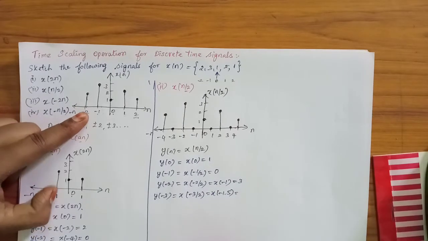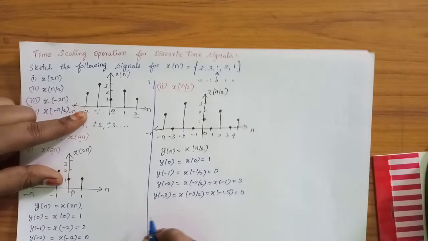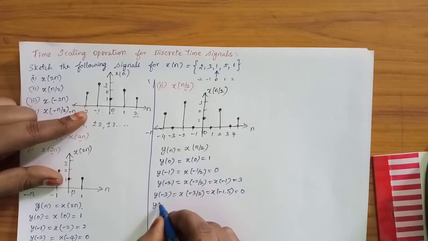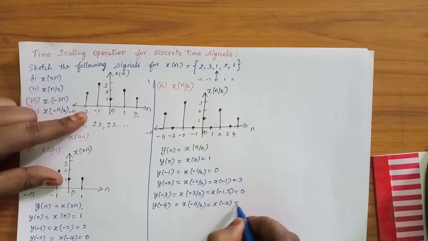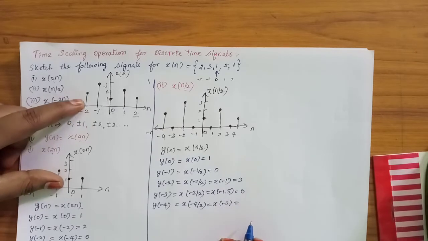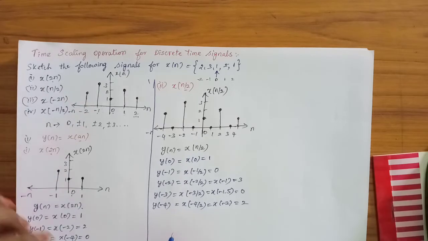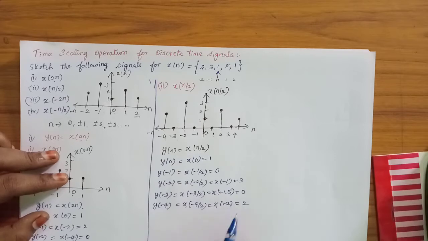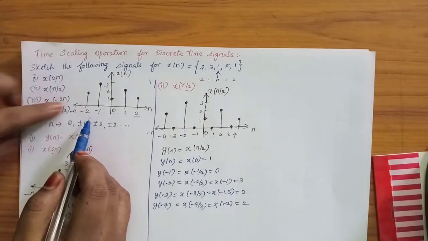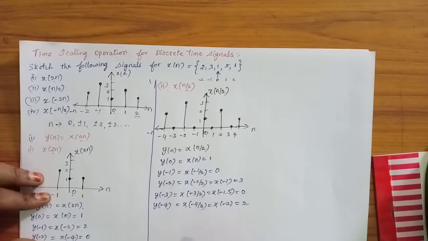At minus 1.5 we don't have any signal, so y of minus 3 is 0. y of minus 4 equals x of minus 4 by 2, which is x of minus 2, so x of minus 2 equals 2. Okay, and if I calculate y of minus 5, it means x of minus 5 by 2, so it's equal to x of minus 2.5. So after minus 2 we don't have any signal, so we can stop here itself.